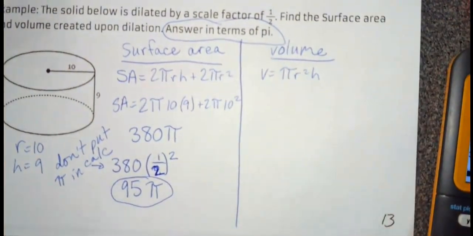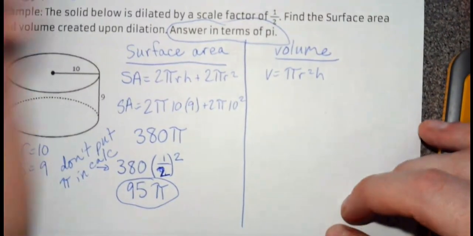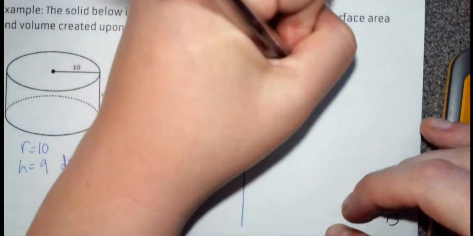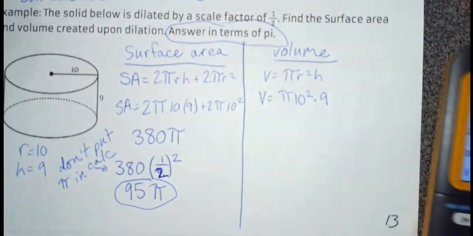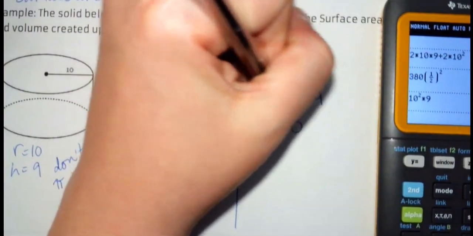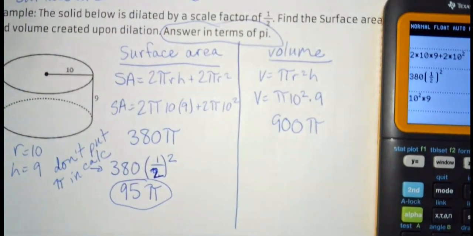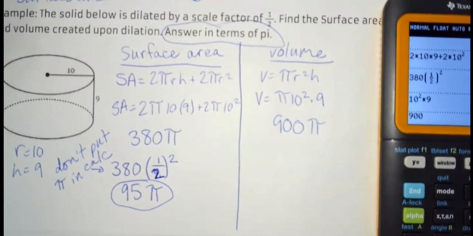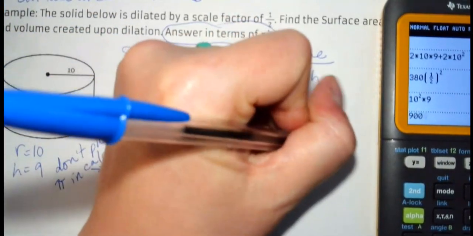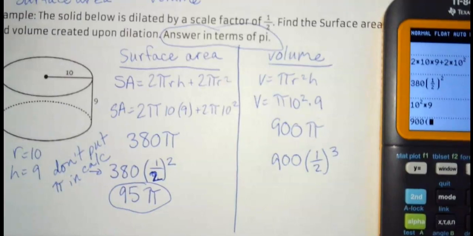All right, you're going to do the same thing for the volume, except instead of squaring it, you're going to cube it. So volume equals pi times 10 squared times 9. So 900 pi is the original initial volume. Okay? So we are going to take 900 and we are going to multiply it by 1/2 cubed.